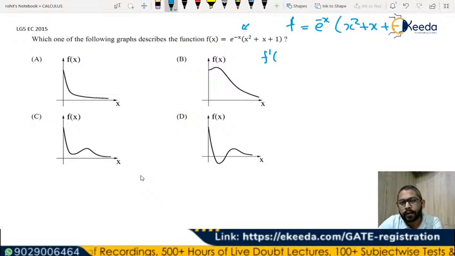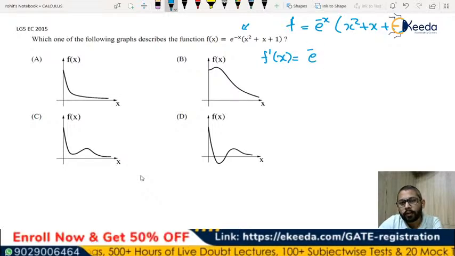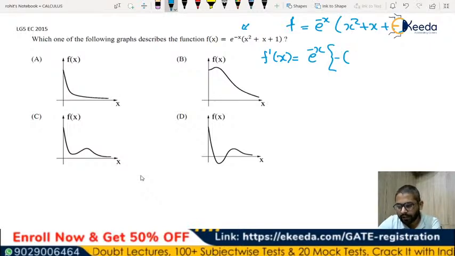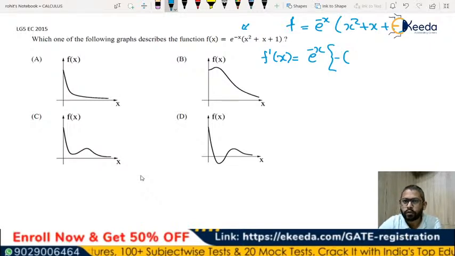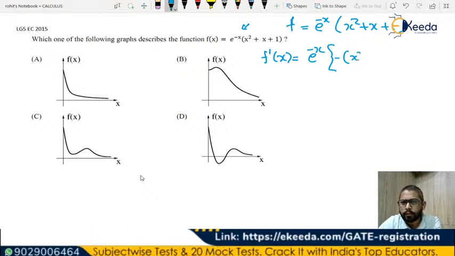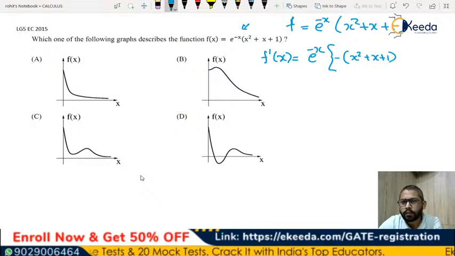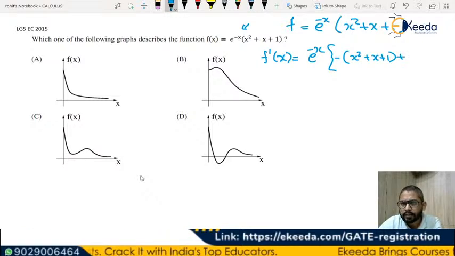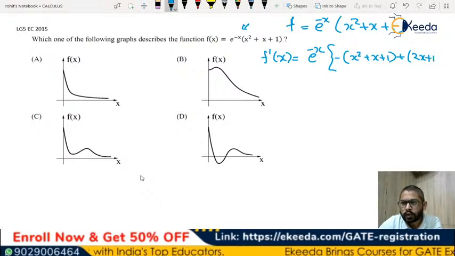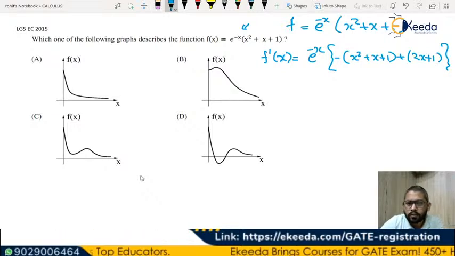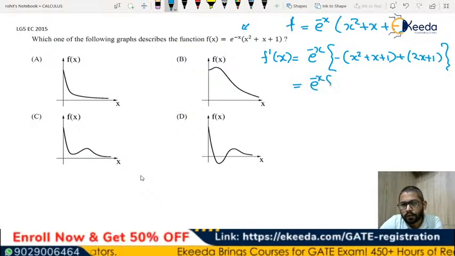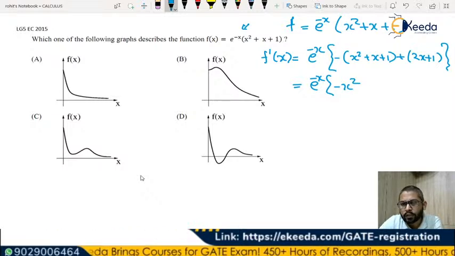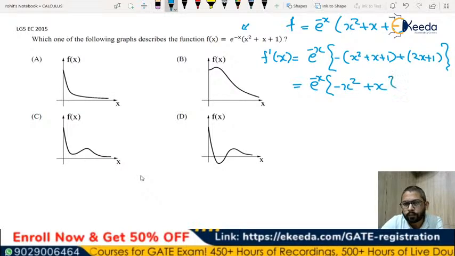The derivative I'm writing is e to the power of minus x into minus of (x square plus x plus 1) for the derivative of e to the power minus x, and the derivative of the polynomial part is 2x plus 1. You can directly find the derivative; I'm still doing it for you, but you can do it by yourself also. So it is minus x square minus x, and plus 2x will become plus x, and then that's it.